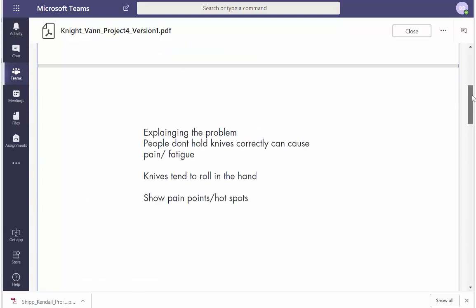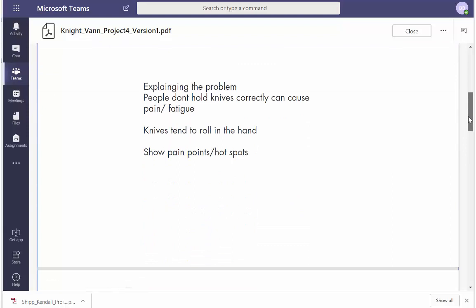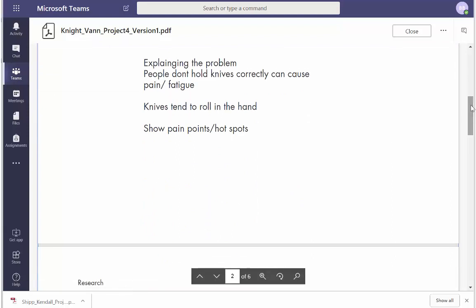A knife problem. Cool. Show me this. Show me that people don't hold knives correctly. And then explain the problems of it. And then show me how they should be held. And how your design can help them hold it better. Or help them hold it more intuitively. They just do it the right way because it makes sense.